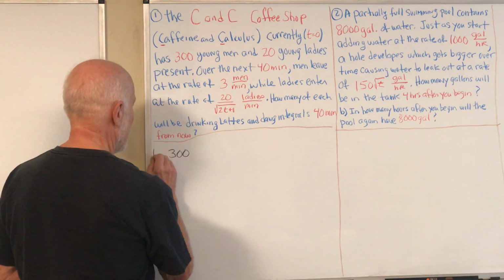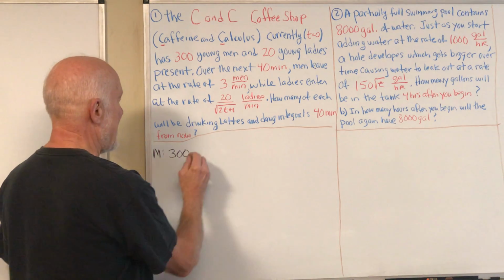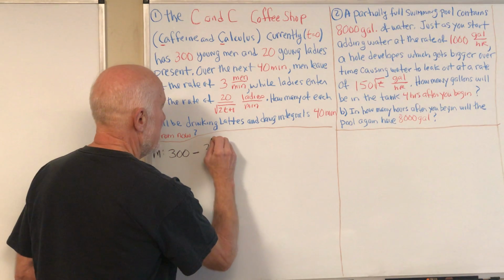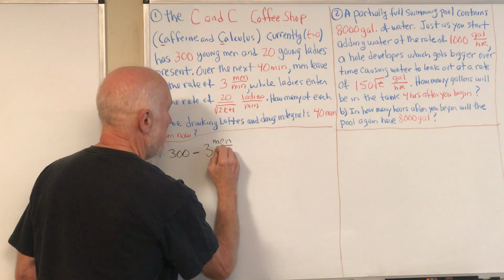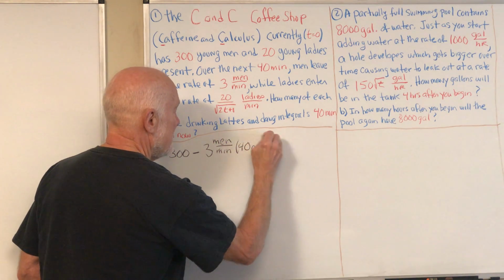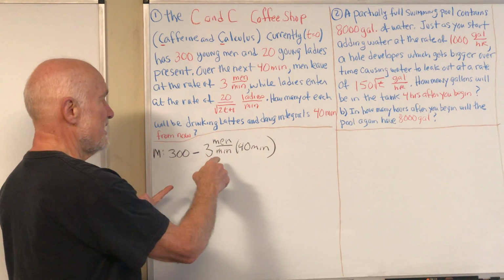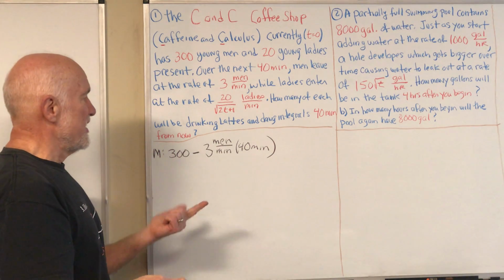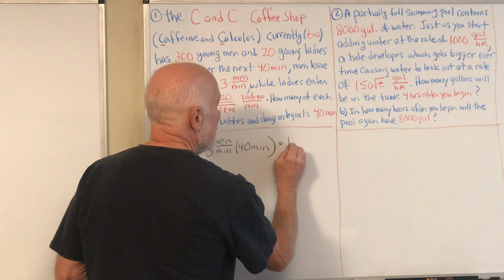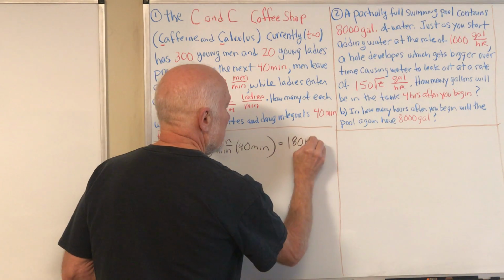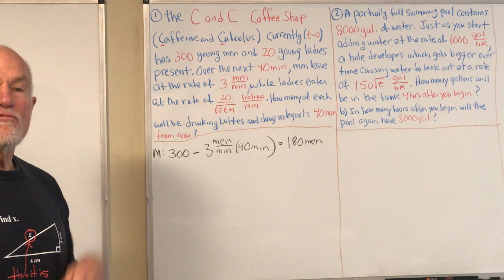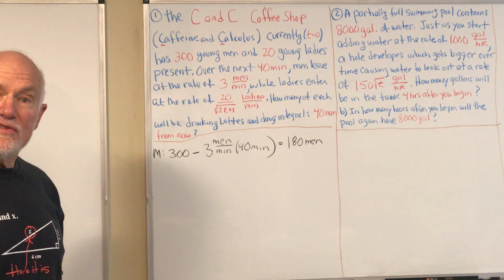So we can take the number of men, 300, and subtract from that 3 men per minute times 40 minutes. And what do we get? We get men. That's what we were looking for. So we have 300 minus 120, or we only have that many men available 40 minutes from now. A lot of them left.